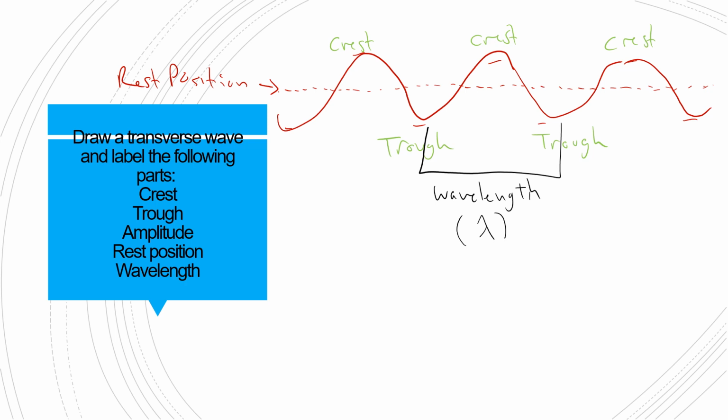The amplitude is, I could go from the middle to the crest, or go from the middle to the trough. But both of these are what we call an amplitude. Remember, it's the distance from that rest position. And it looks like I have everything there for that one.